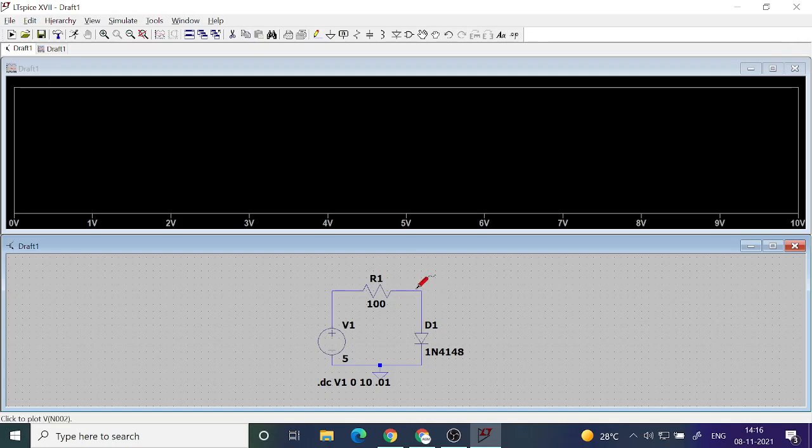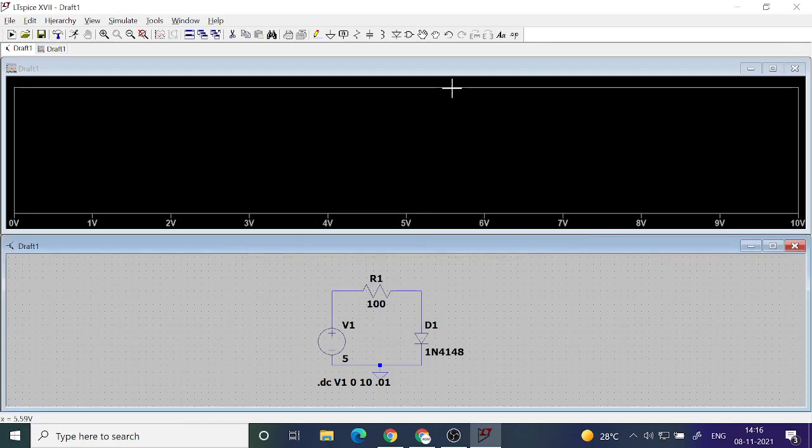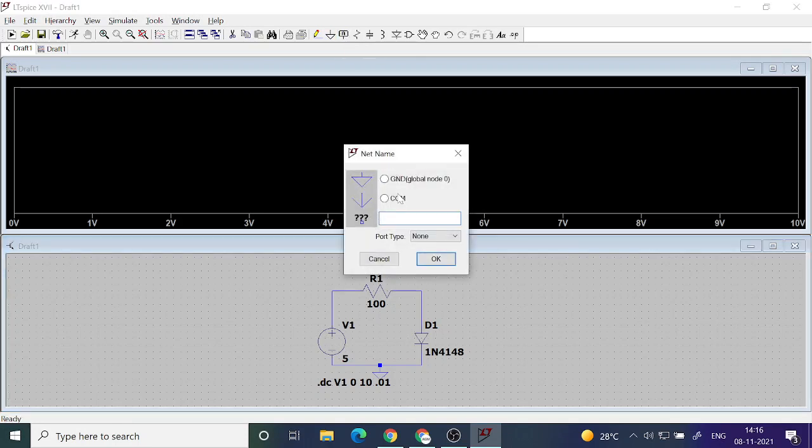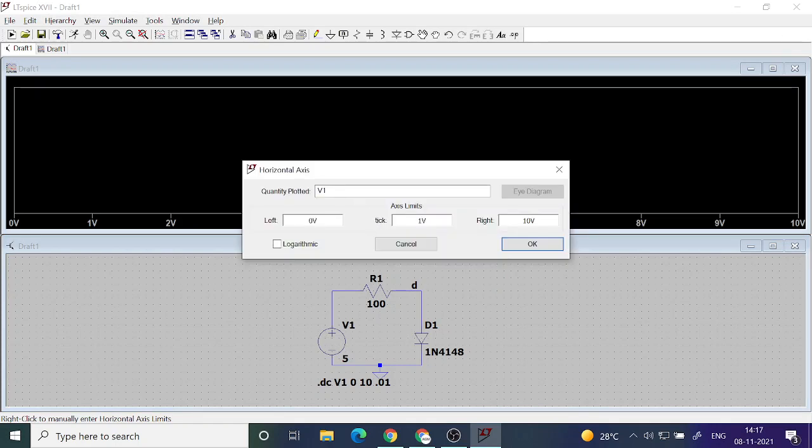You need the diode voltage on the x-axis, not the input voltage. So go to the x-axis and change this voltage to the diode voltage. To do that, it is better to give a label, say D, on this node, which corresponds to the diode voltage. Then you go to the x-axis and type voltage at node D.